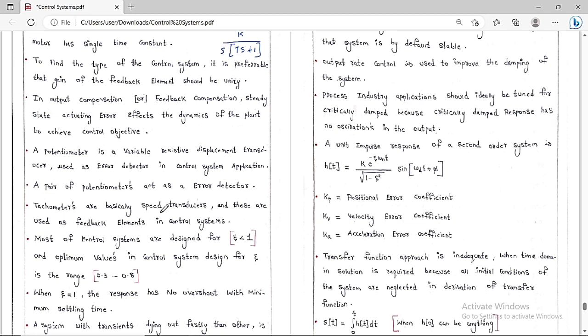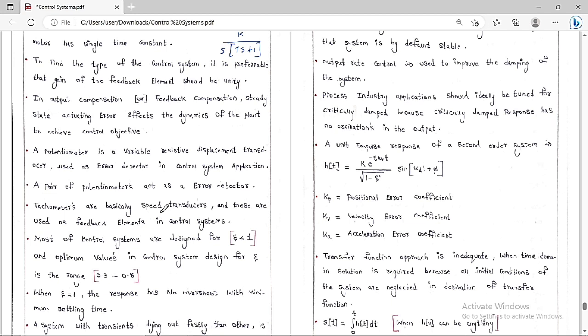So therefore we can say a potentiometer is basically a variable resistive displacement transducer which is used as the error detector in the control system applications. So this potentiometer we are going to use as the error detector in the case of control system applications.